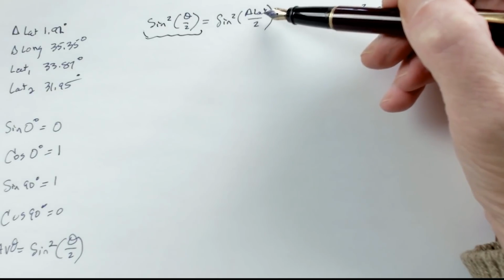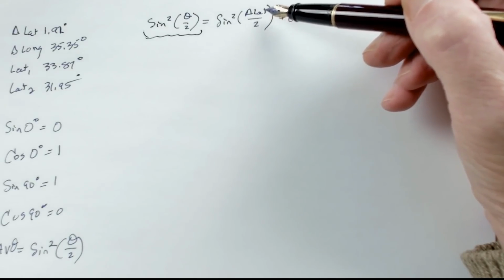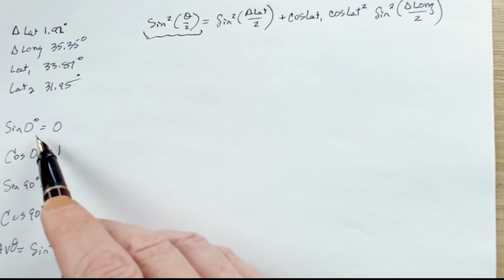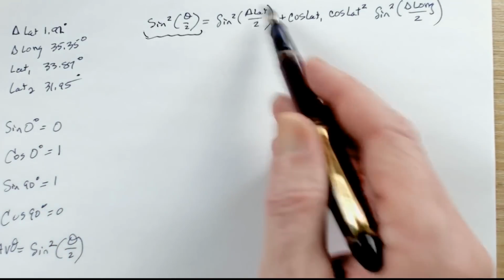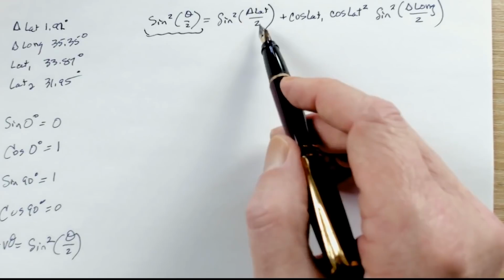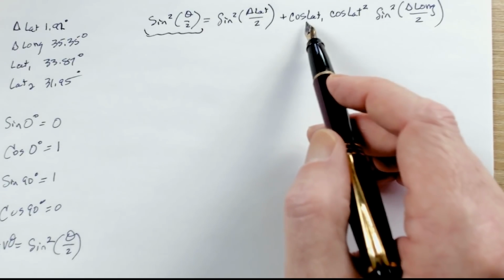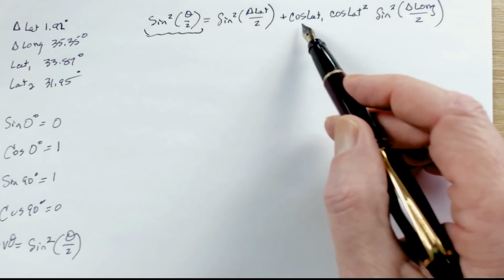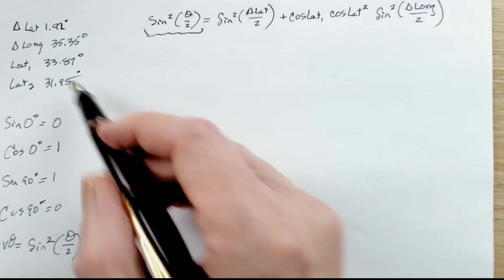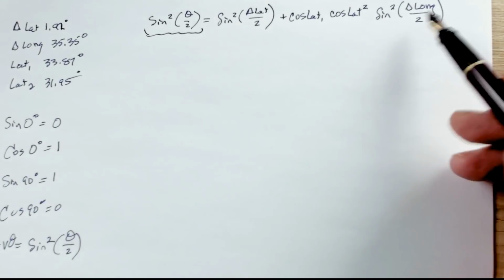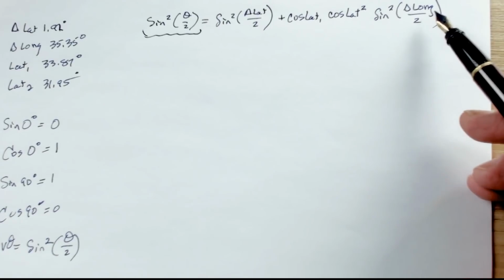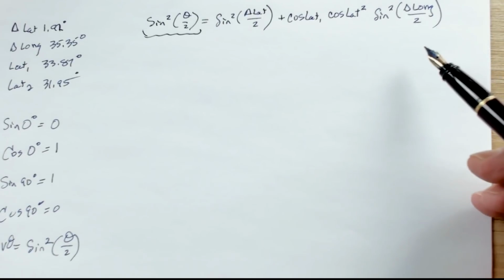Recall that if there's no difference in latitude, this will be the sine squared of 0, and the sine of 0 is, of course, 0. So that term would drop out. So once you've taken into account the latitude, you have to take into account the longitude. And the way that you do that is you get the cosine of latitude 1 and latitude 2, and here they are right here. And that is multiplied by the sine squared of the change in longitude divided by 2.